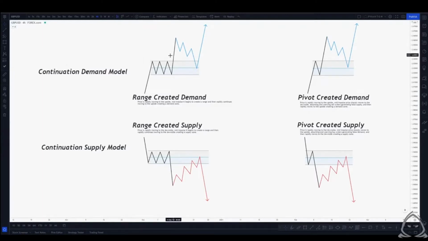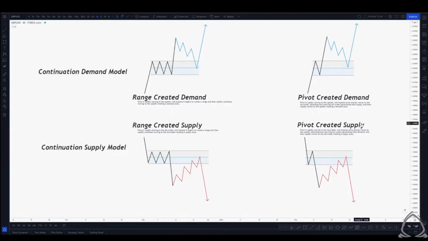And again, we're not trying to trade the break of that range, but instead we're waiting for price to return back into that range, that demand zone, to look for our entries. On the flip side, if we're looking for range created supply of our continuation supply model, we'd be seeing price moving to the downside rapidly. We'd see that sideways correction. And again, we'd see it expand to the downside. Again, we're not looking to trade the initial break of that range, but instead we're waiting for price to return back to the supply zone, and that's where we'd be looking for our entry.